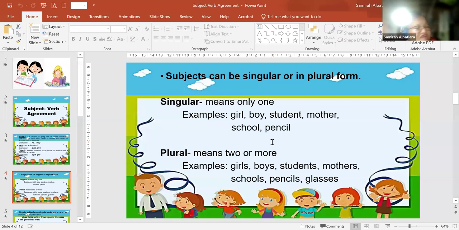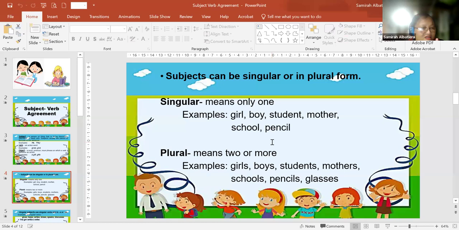Okay, what do you see? Girls, boys, students, mothers, schools, pencils, and glasses. Very good. So what did we add to make a subject become plural? An S. S or ES. Very good. We add S or ES. Okay, so we are talking about subject. Singular subject, we do not add S.